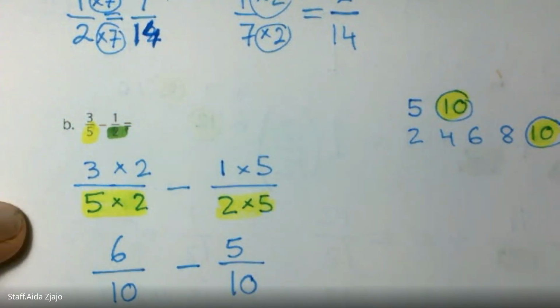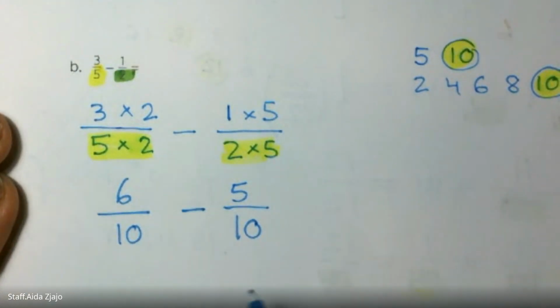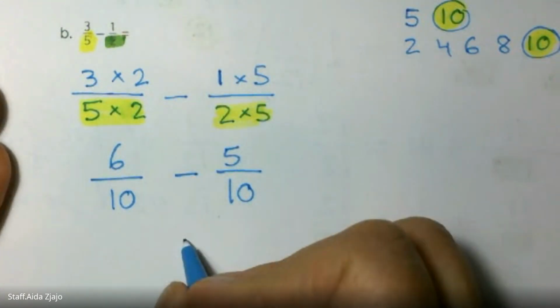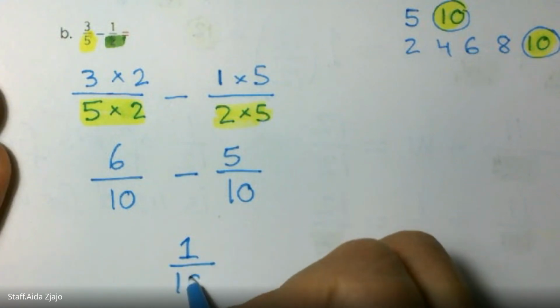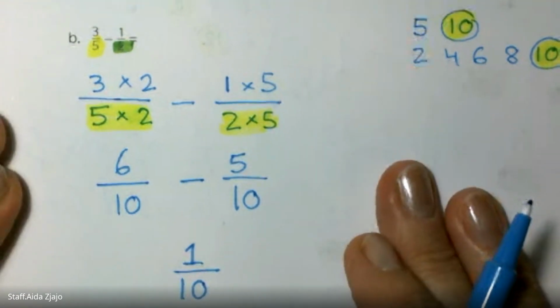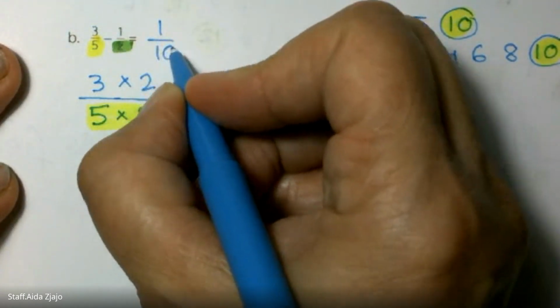So now we can subtract 6 tenths, give away 5 tenths. It's really 1/10 as an answer. Okay, and that is our final answer. So that equals 1/10.